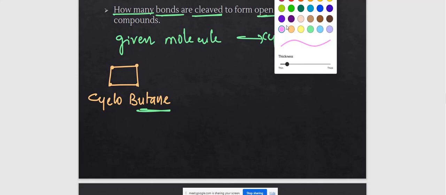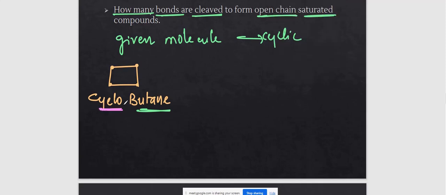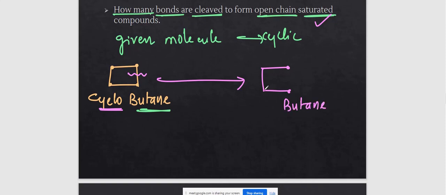Now we just have to make it open. Already saturated, we just have to convert it into open form. So how can we do this? I'll take one bond here and break that bond. If I break the bond, what happens, Raksha? This is how it will look, right? Yes, ma'am. Now also it is butane. Now also we have 4 carbon atoms, but now it is not cyclic form. It is open structured butane, right?